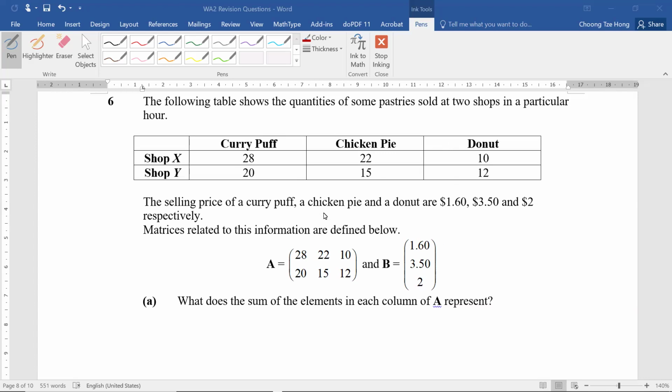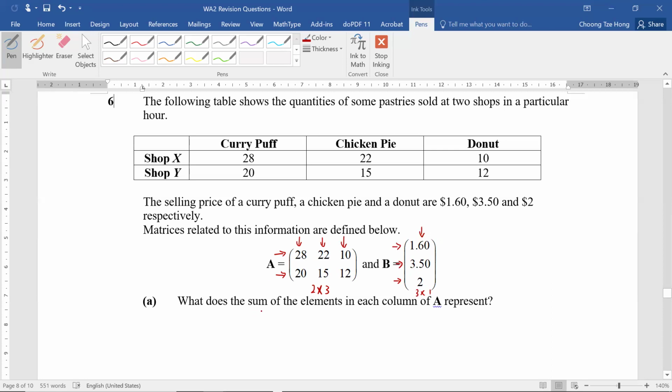It's very important to recognize the order of the matrix. For matrix A, there are 2 rows and 3 columns. Rows are read horizontally, and columns this way. So this is a 2 by 3 matrix. Then for B, there are 3 rows, 1, 2, 3, and 1 column. So this is a 3 by 1 matrix.